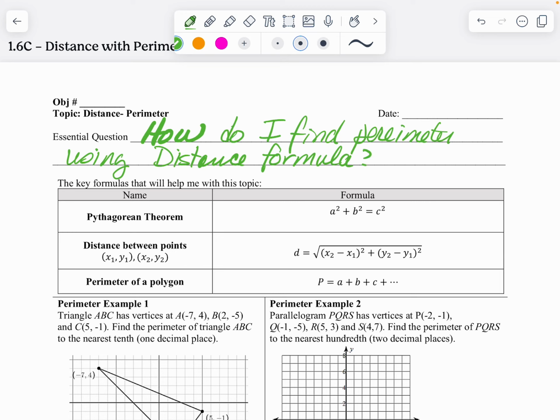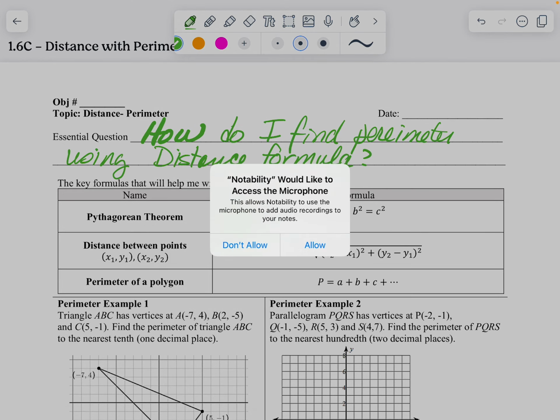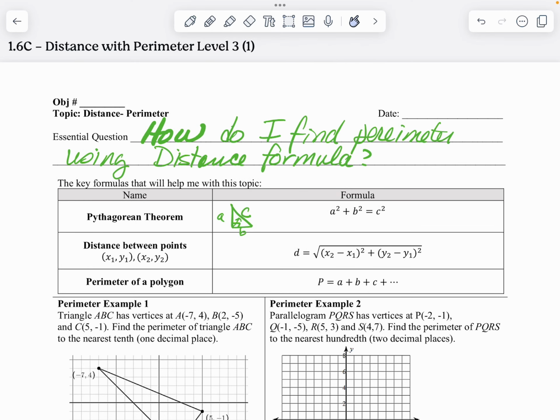So we have the Pythagorean theorem, a squared plus b squared equals c squared. So we have our right triangle where c is always the side across from the right angle, and a and b are the legs. We have the distance formula where, given the coordinates x1, y1, x2, y2, we can do this.